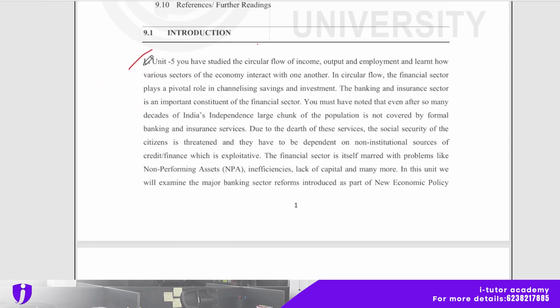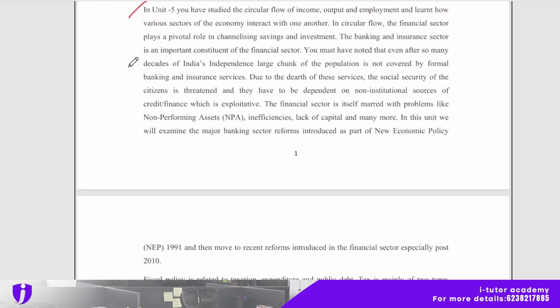So in Unit 5, you have studied the circular flow of income, output and employment and learned how various sectors of the economy interact with one another. Okay, you just verify our Unit 5 video. And in circular flow, the financial sector plays a pivotal role in channelizing savings and investment. The banking and insurance sector is an important constituent of the financial sector.